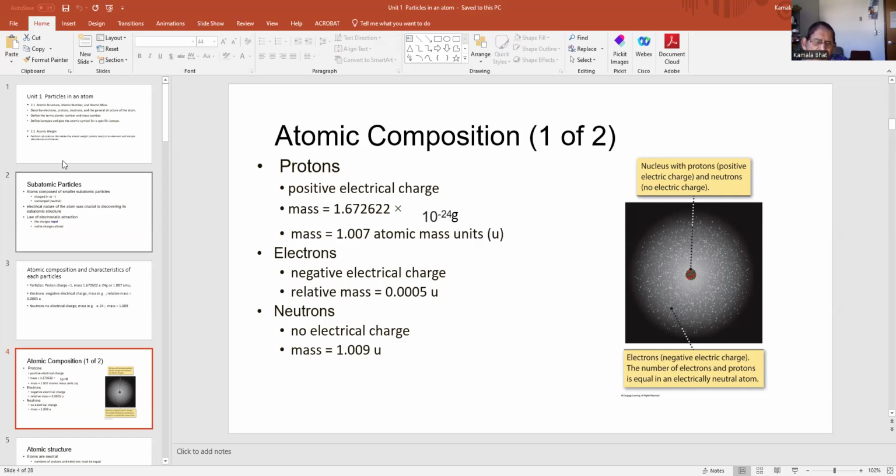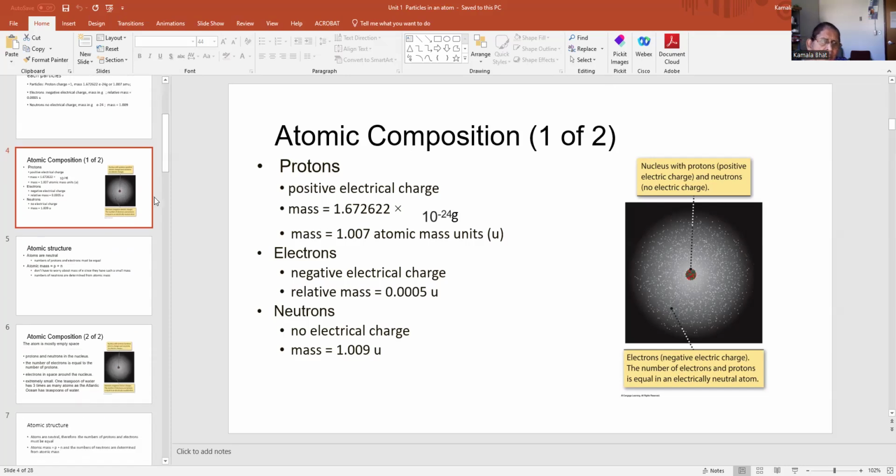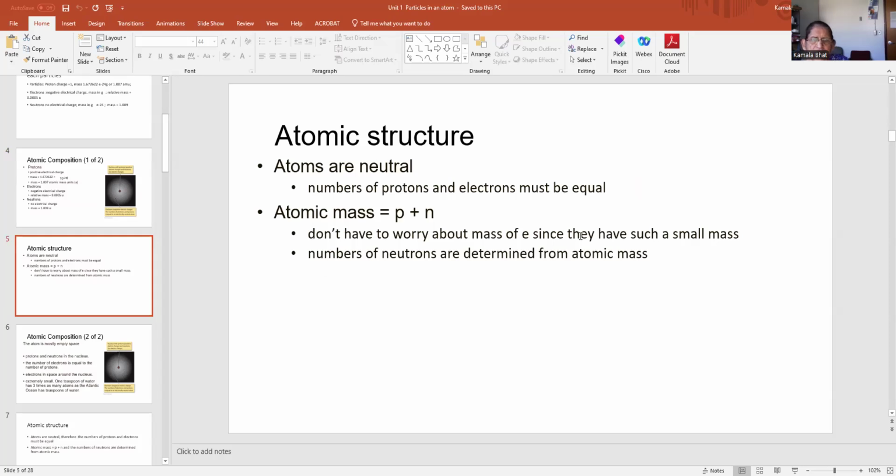This is easier to remember than the masses in grams because they are extremely small. And if you know the relative masses, we can apply them for calculation purposes. The atom by itself is a neutral particle, and therefore it consists of an equal number of protons and electrons.